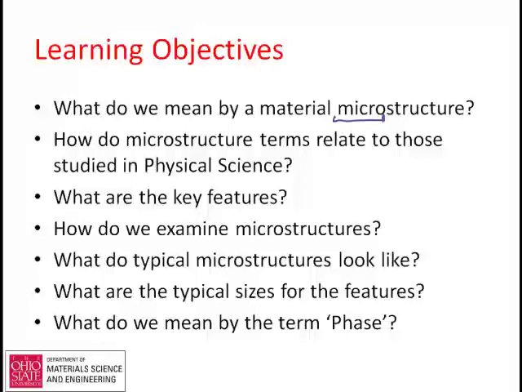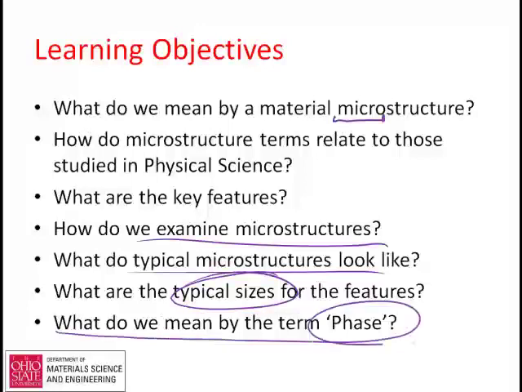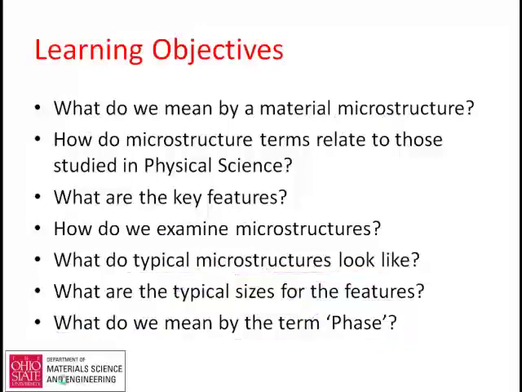Talk about key features, talk about how we examine microstructures, look at what they look like, and we're going to talk about typical sizes, and the sizes are actually mind-bending because things happen at all kinds of very, very different length scales. There's a lot of action at length scales that we cannot see with our naked eye. We can't even see with a very strong optical microscope. So you need stronger tools, and that is somewhat mind-bending to understand what size those are, but I think it's possibly good for your students. Then we'll talk about what we mean by the term phase.